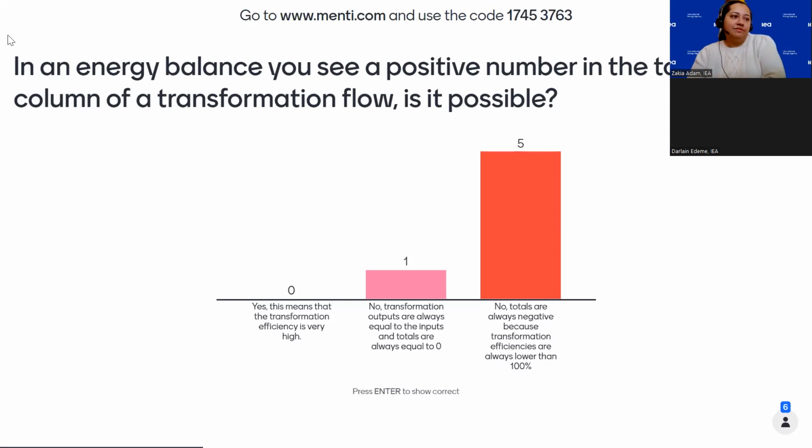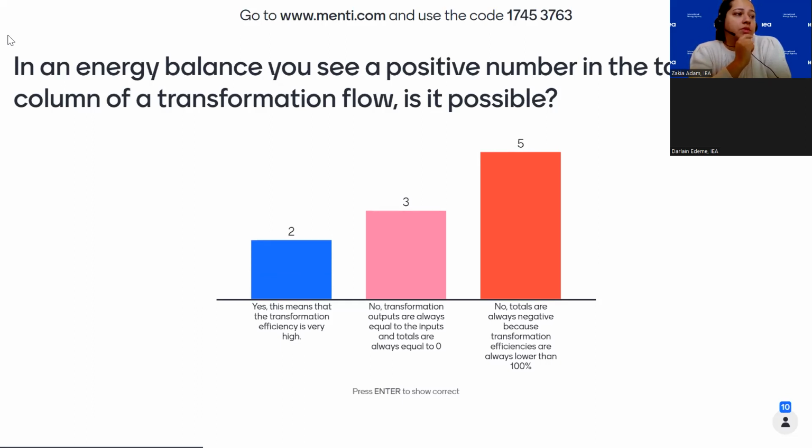Can you have a positive number? Usually, here we give three possible answers. Is it yes? It means that the transformation efficiency is very high. Is it no, transformation outputs are always equal to the inputs and totals are always equal. Or no, totals are always negative because the transformation efficiencies are always lower than 100%.